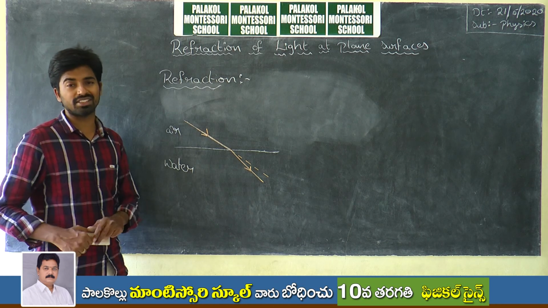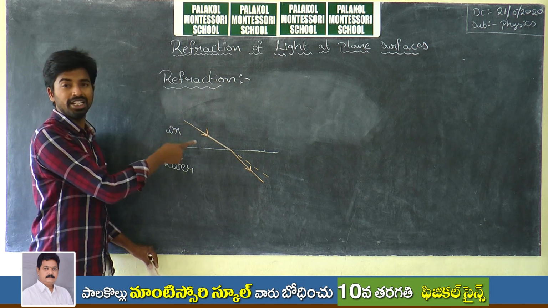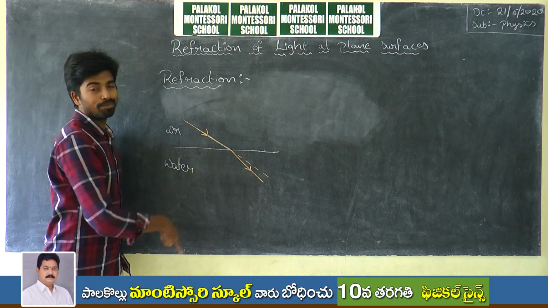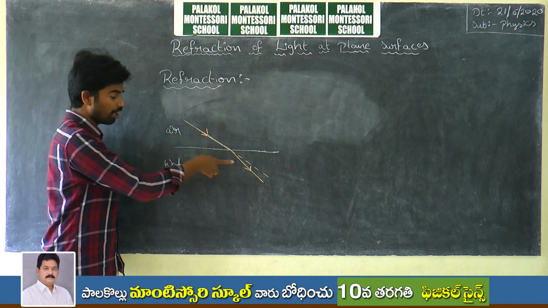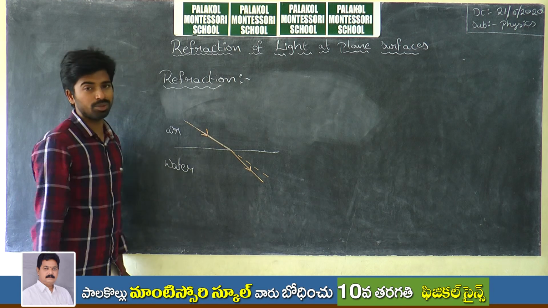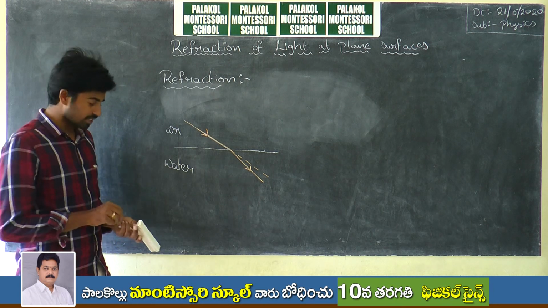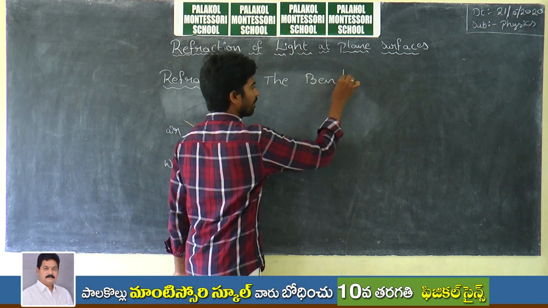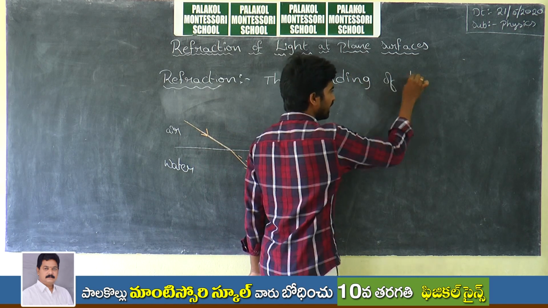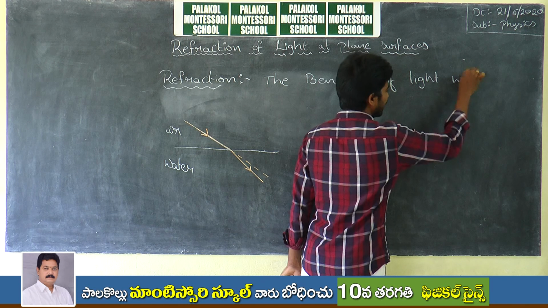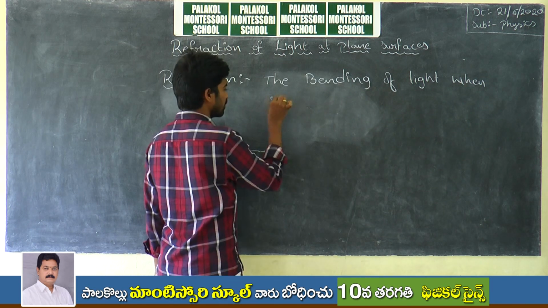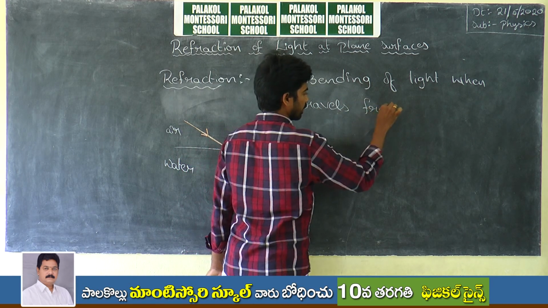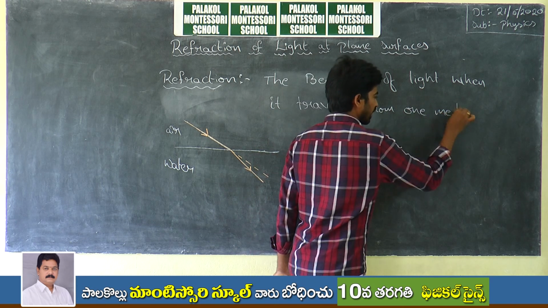What is the meaning of refraction? When light travels from one medium to another medium, it will bend. Refraction is defined as the bending of light when it travels from one medium to another medium. This phenomenon is called refraction.